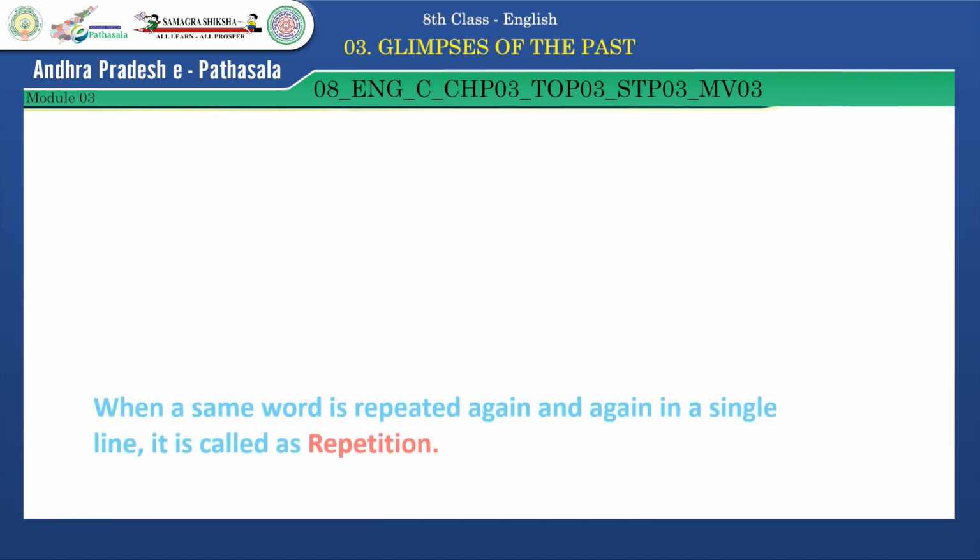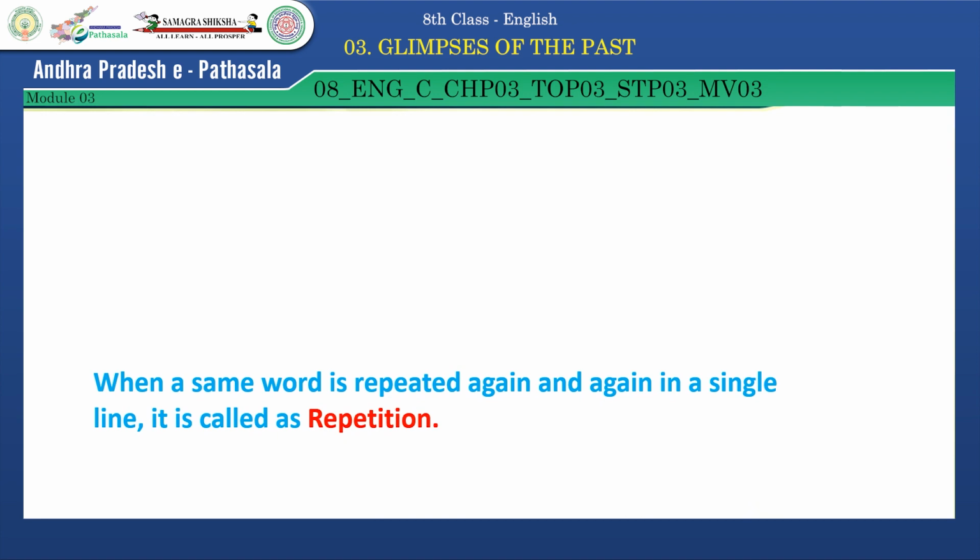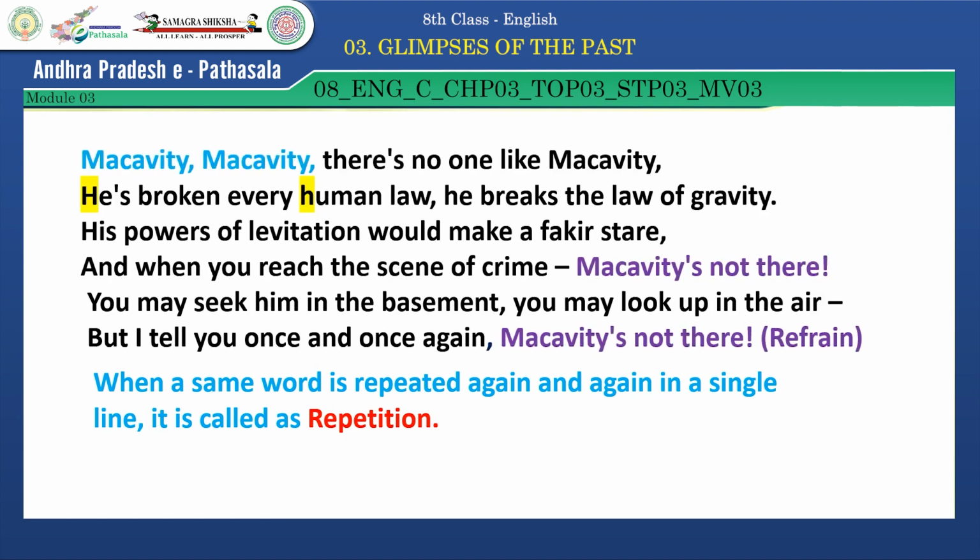Let's see repetition. So what is repetition? When the same word is repeated again and again in a single line, it is called repetition. When you observe here, Macavity, Macavity, and even at the end also we have Macavity. So in the single line, Macavity is repeated 3 times. So it is called repetition. And then in the second line, when you observe here, he has broken every human law. Here, the h sound is repeated. So it is called alliteration.